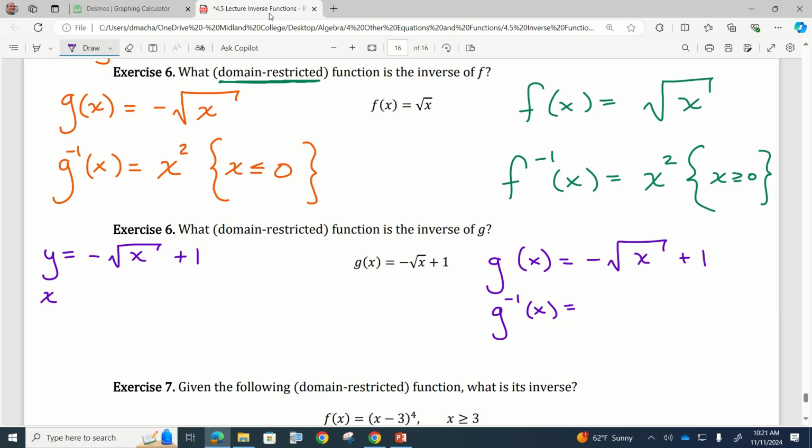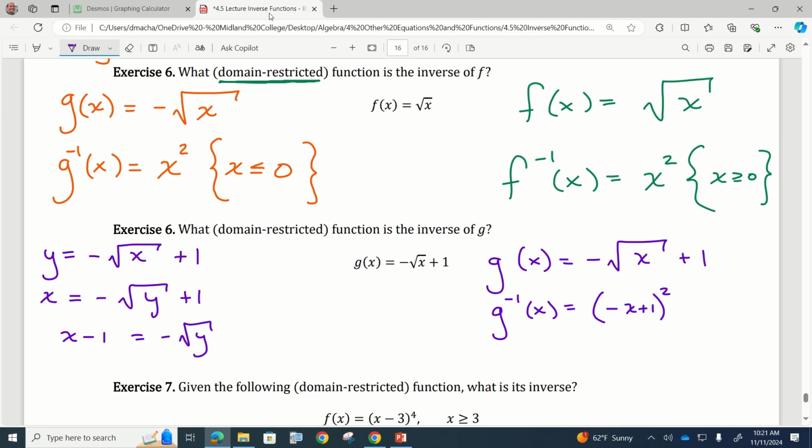So I change the y into an x, and I change the x into a y. And then I subtract 1 from both sides. And then I would also want to take the negative of both sides and then also square both sides. Okay.